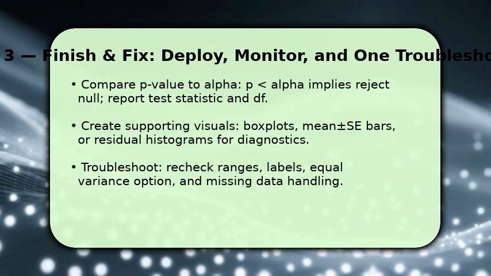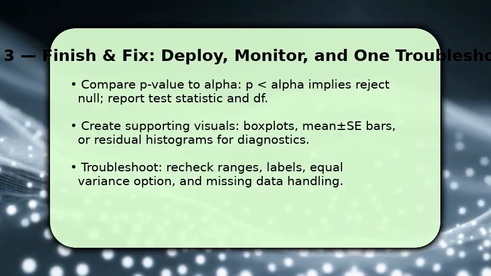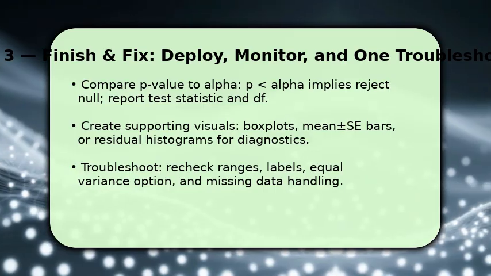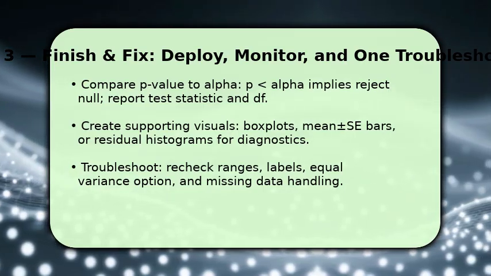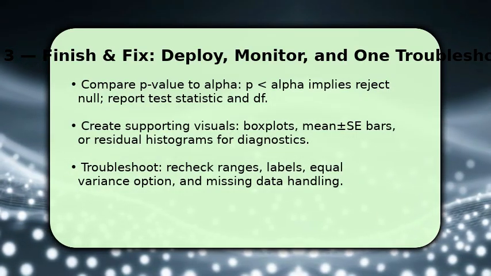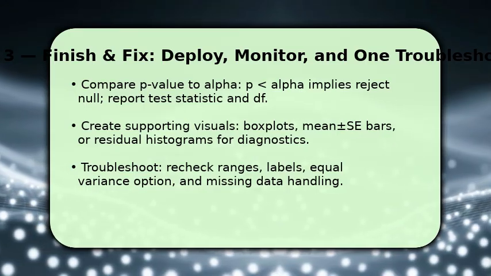If numbers look off, make sure ranges and labels were correct, verify equal variance settings, and check for hidden blanks or text in numeric ranges. Correcting these fixes most errors quickly.